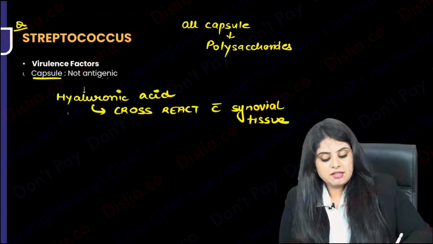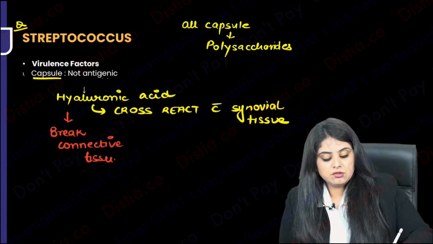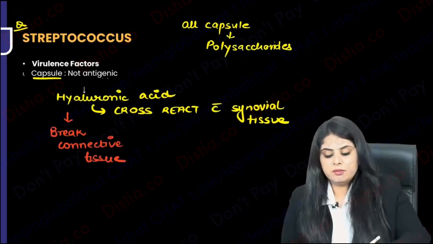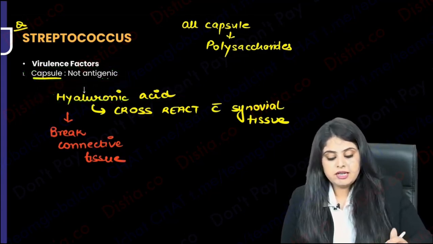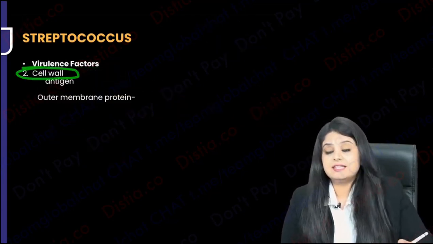Also, please remember this hyaluronic acid can actually break the connective tissue. That is again something very important. In fact, I'll tell you some enzymes also that can help in it. For now, note it down. But the main point: the capsule is going to have hyaluronic acid. Let's move on to the next antigenic or virulence factor, and that is the cell wall.